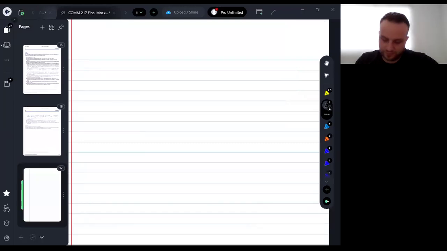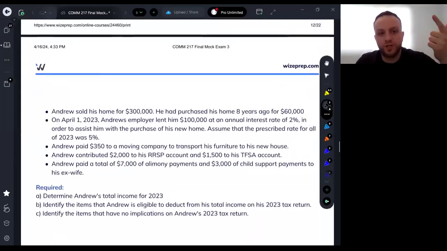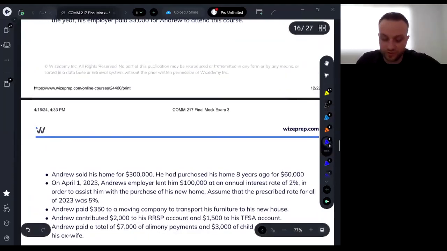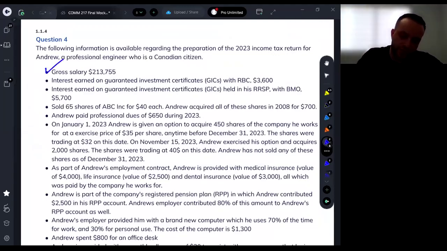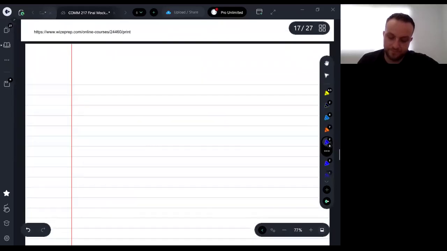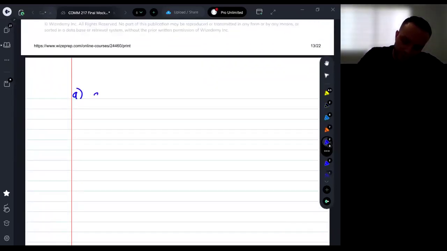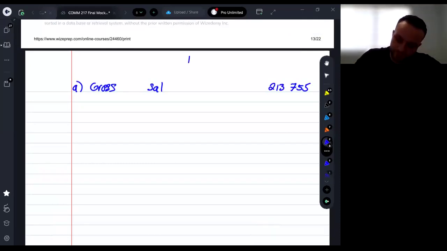So total income, what could he deduct? What has no implications? So let's start with he has a gross salary. We're gonna shove that in part A. I'll do A here. He has a gross salary, 213,755. A is total income.